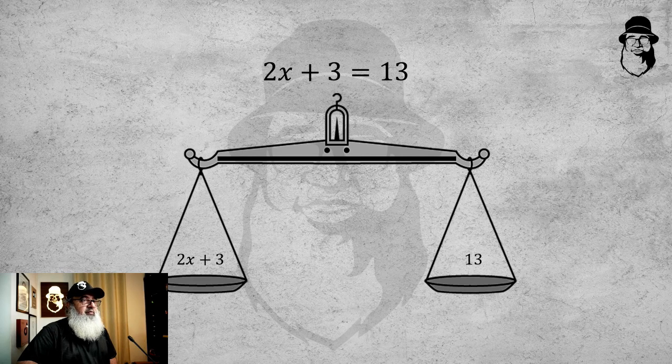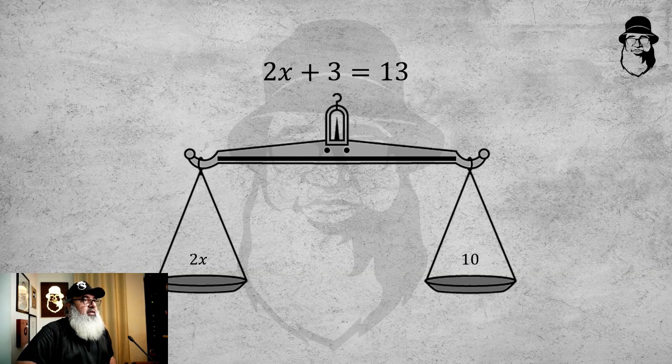Now here we have 2x plus 3 on the left side and 13 on the right side. Because the two sides of an equation are always equal, they balance. And they will still balance if we add the same amount to each side or subtract the same amount from each side. So we take away 3 from both sides to get 2x is equal to 10. 2x on the left side and 10 on the right side.